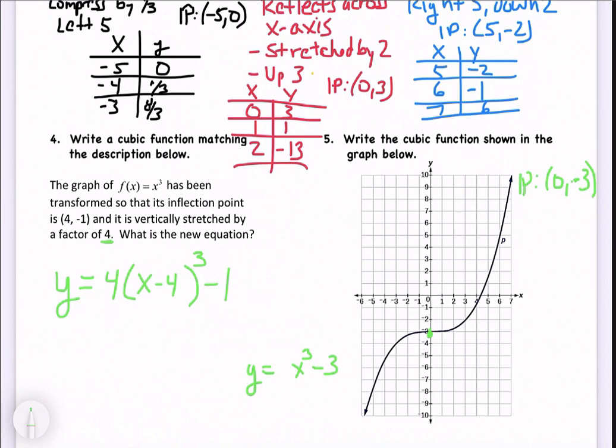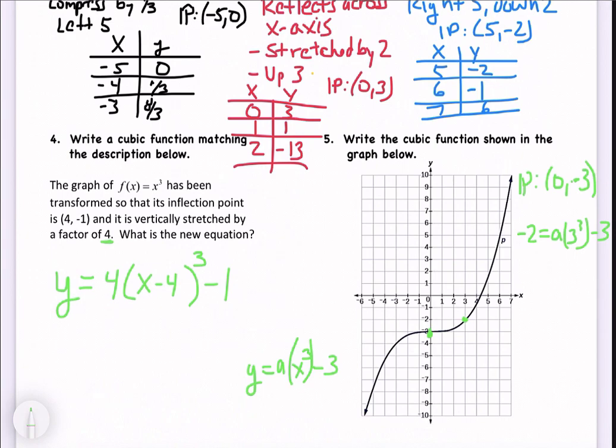So now we have to figure out what is our a value. So if you look, we can find another point. We have a point at (3, -2). We know that a goes out front. So if I plug in these values, I'm going to plug in 3 for x and negative 2 for y. So I'm going to have negative 2 equals a times 3 cubed minus 3.